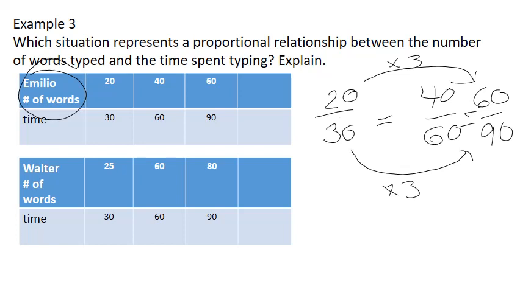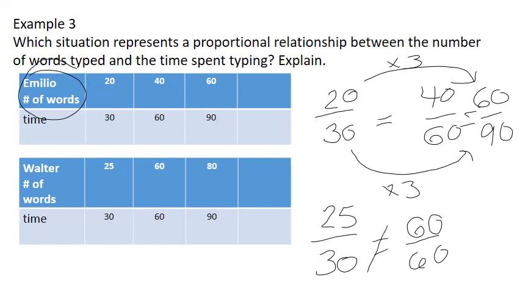However, I am going to go ahead and check Walter, just to make sure that that is truly non-proportional. So Walter types 25 words in 30 minutes, and he types 60 words in 60 minutes. Well, 30 times 2 is 60. 25 times 2 is 50. So that is not equal. So Emilio is our proportional relationship. And it's because all of his words per minute are equal to each other.